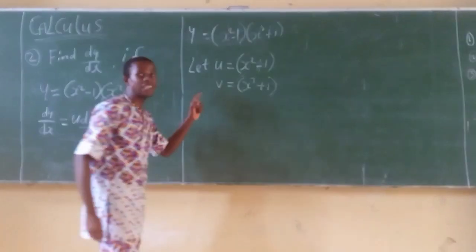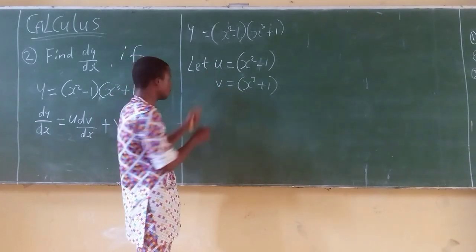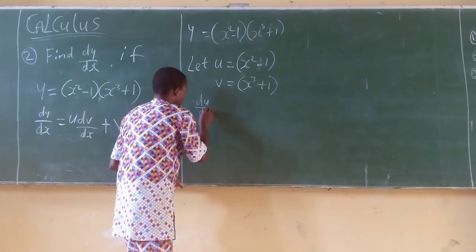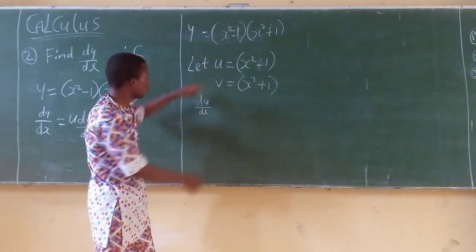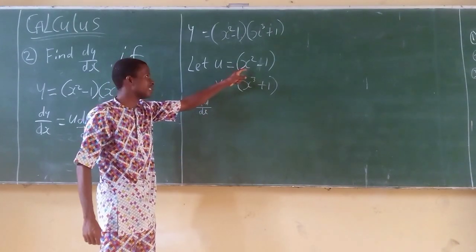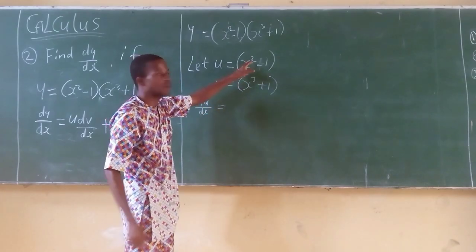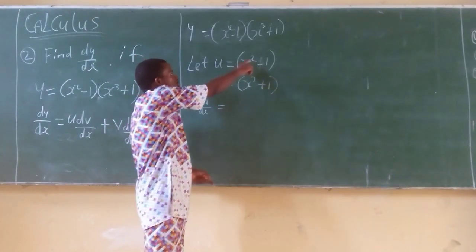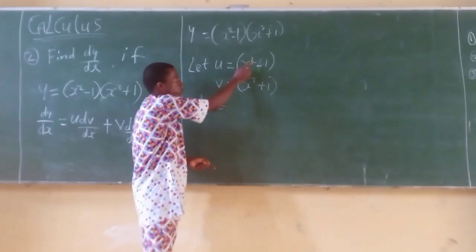Now we need to find the derivative of each of them. The derivative of u is du over dx. Why do I put this as du over dx? Because I derive the function u with respect to x, since x is the only variable we have in this function. For du over dx, we use the power rule: we use the power to multiply the function and subtract 1 from the power. We're going to apply it to this case also.